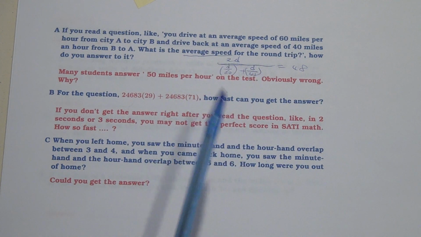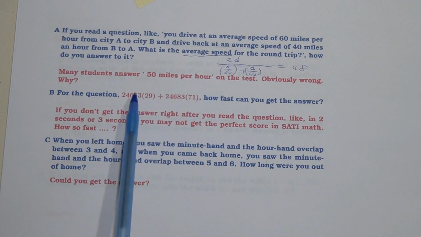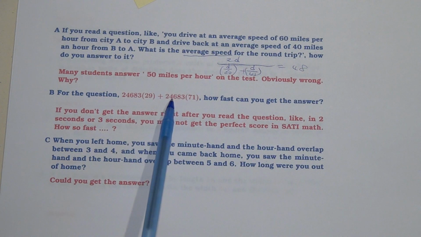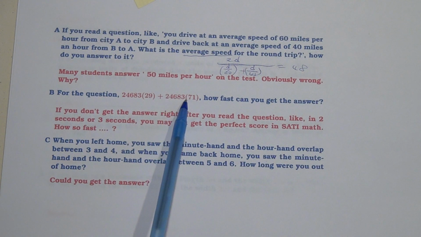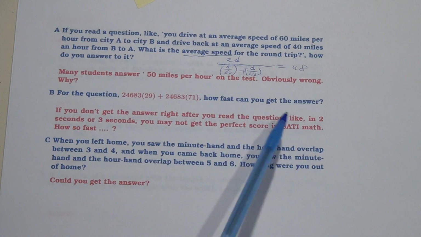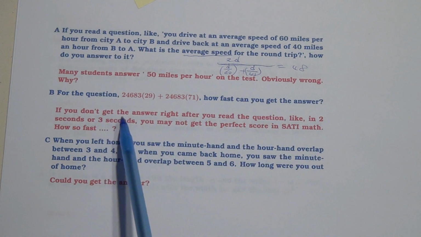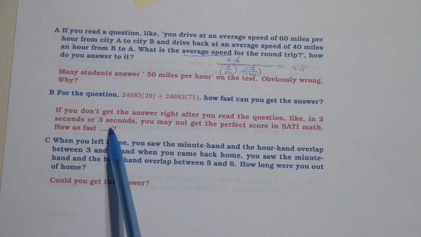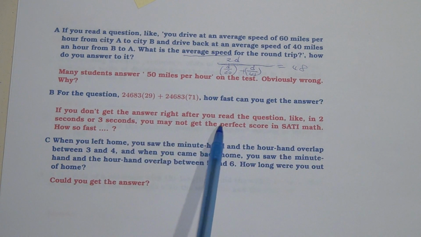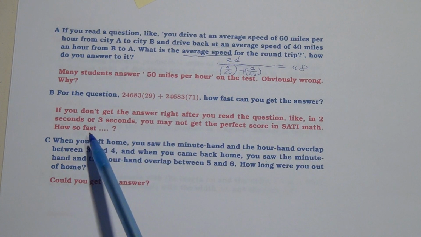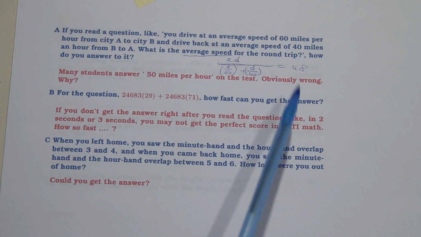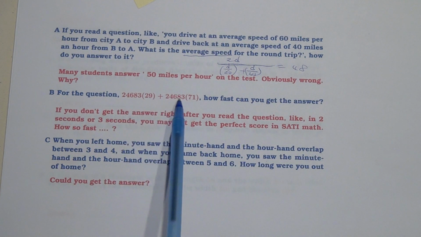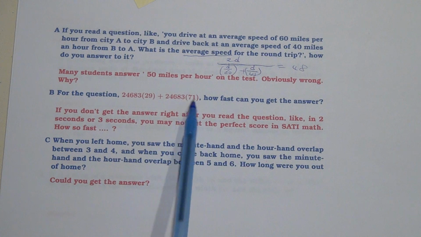Okay, and the second one, for the questions: 24683 times 29 plus 24683 times 71. How fast can you get the answer? If you don't get the answer right after you read the question, like in 2 or 3 seconds, you may not get a perfect score in SAT 1 math. Then if you look over here, why do they give you the same figure, 24683, 24683, and then here 29 and 71?